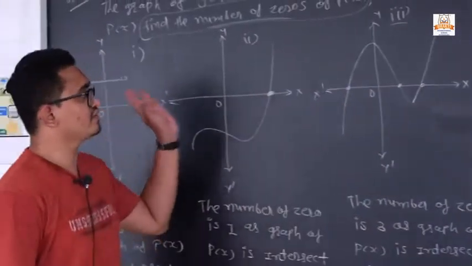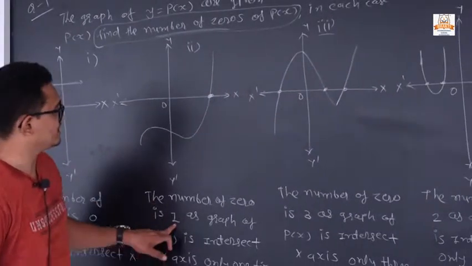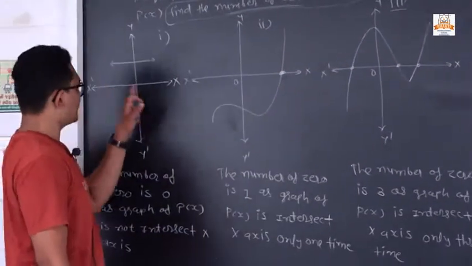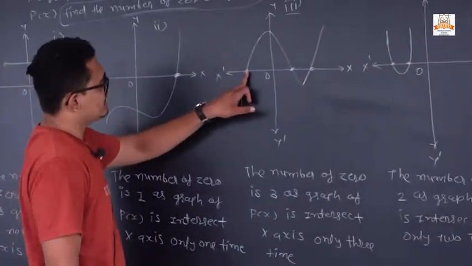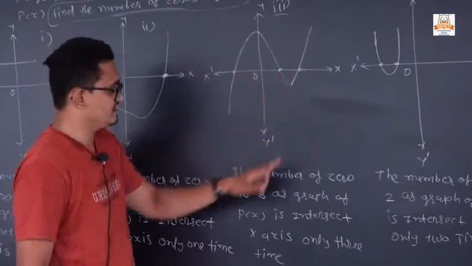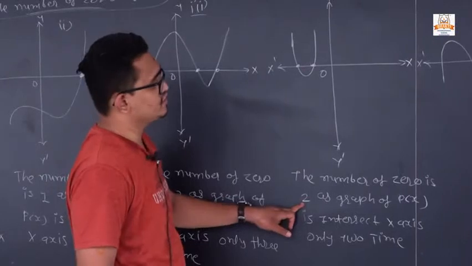From these four questions you can see that if it cuts one time, the number of zeros is 1. If there is no cut on the x-axis, the number of zeros is 0. If it cuts the x-axis 3 times, 1, 2 and 3, the number of zeros is 3. If it cuts 2 times, the number of zeros is 2.